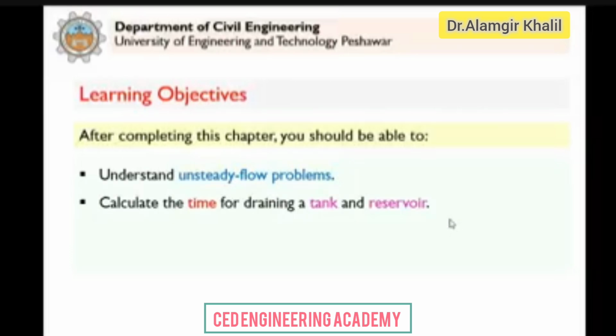Similarly, you should be able to calculate the time for draining or emptying a tank and reservoir. This is also an unsteady flow problem, one type of unsteady flow problem. For example, we have a tank and we want to drain it by an orifice, or a reservoir we want to drain by a spillway, and we ask how much time it will take for the water level to change from one level to another, or to completely empty the tank. This we are going to learn in this chapter.